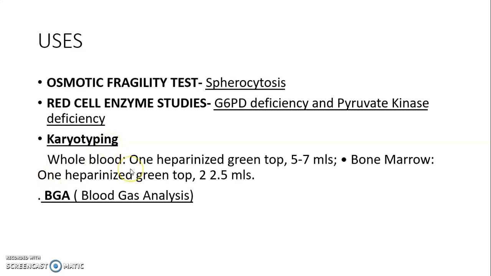When whole blood is used, one heparinized green top of 5 to 7 ml is used, and for a bone marrow sample, one heparinized green top of 2 to 2.5 ml is used. The heparin Vacutainer is also used in blood gas analysis.